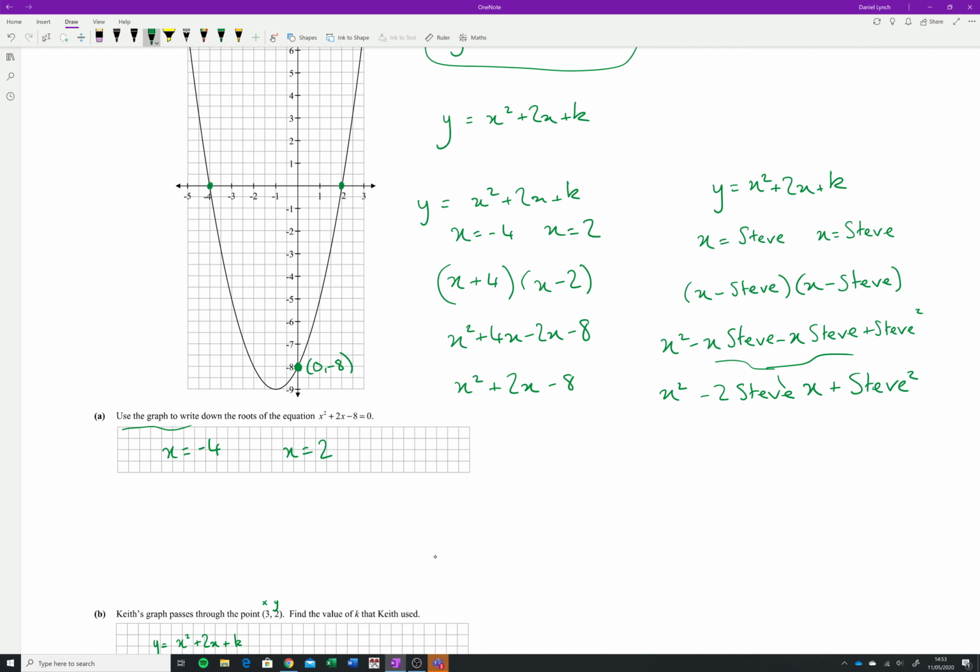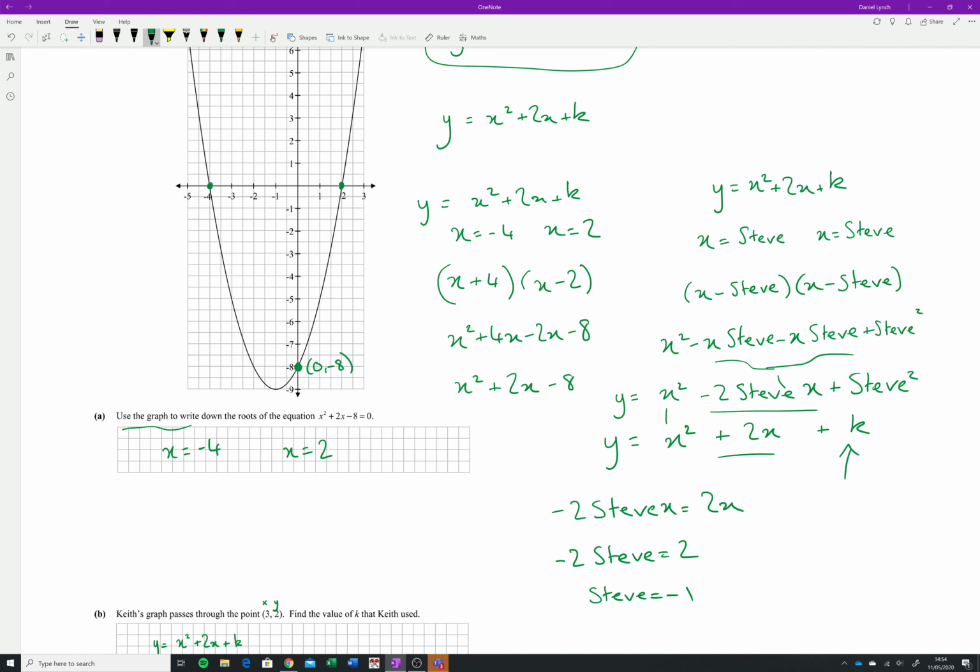Now compare that to what we started with, which was x squared plus 2x plus k. What does this mean now? Well, x squared is x squared, but if those two things are the same as each other, and they are, minus 2 Steve x's have to be 2x's, so minus 2 times Steve has to equal 2 if we divide both sides by x. Well, minus 2 times what is 2? Or you could divide both sides by minus 2. So Steve is equal to minus 1.